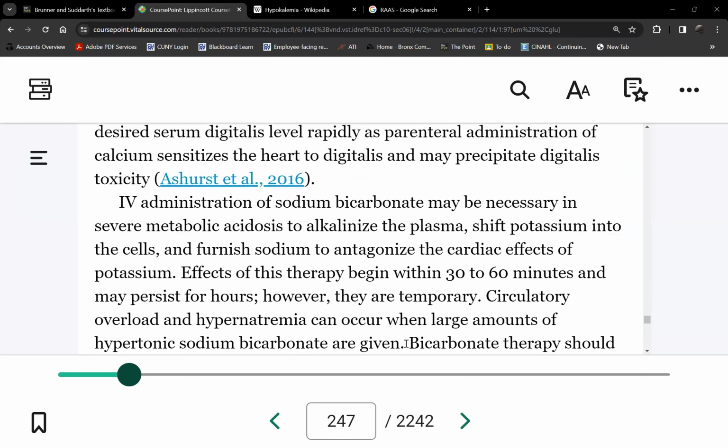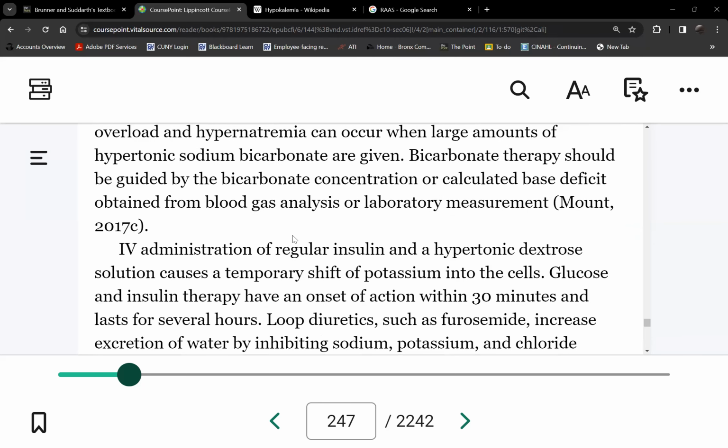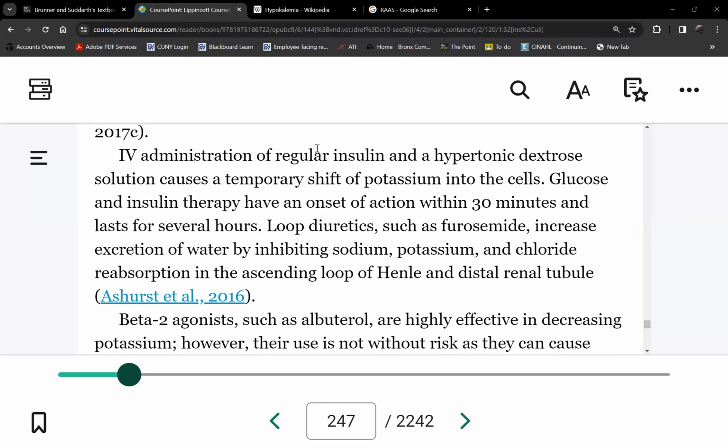Now let's go to the other option. So sodium bicarb. Again, another temporary solution. This will alkalinize plasma and shift potassium into cells. Here's the third option, which is regular insulin with dextrose. Take note, this option is an "and." Are we clear? Can you give one or the other? No, you cannot do that.